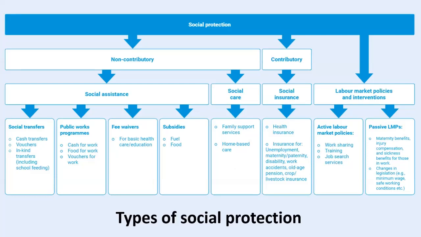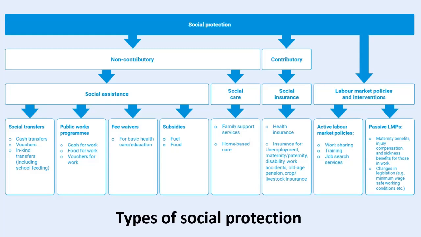We have different types of social protection. We have three main types: the non-contributory, the contributory, and what we call labor market policies and interventions. Non-contributory means that the person receiving the social protection benefit does not pay for it. That is the case for social assistance or social care.